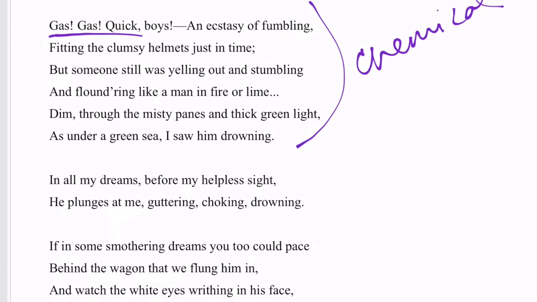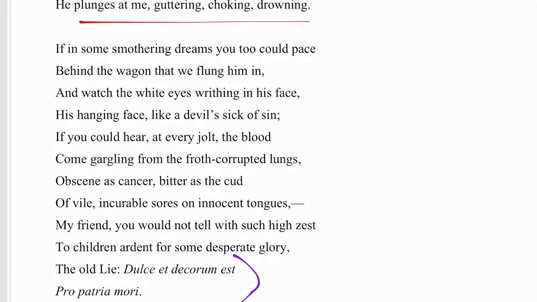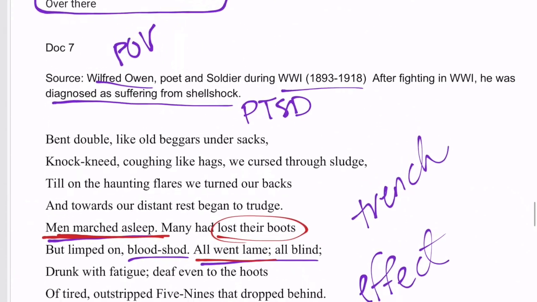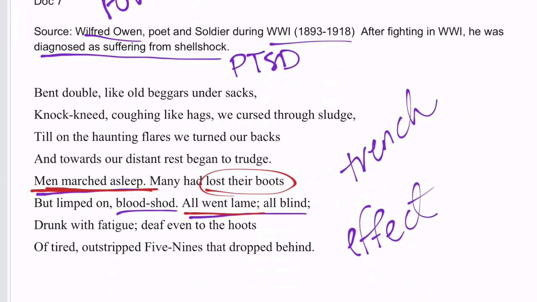And you could talk about the gas attacks and how they had to be careful, that they would basically drown from this gas because their lungs would fill up. And you could finally say that at the end of the document, he talks about how you need to be careful when you're telling your children that it's good to go and die for your country because it's actually really, really awful. You could say that document number 6 talks about the positives of going to war, but document number 7 is the negative effects of what it actually does to soldiers.